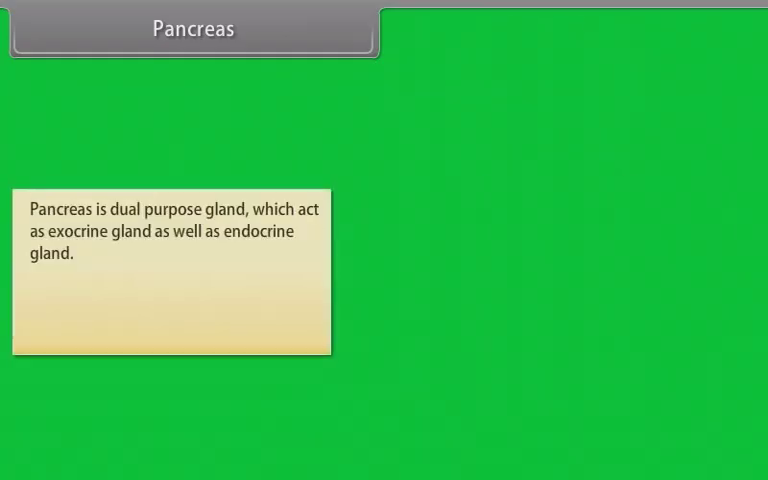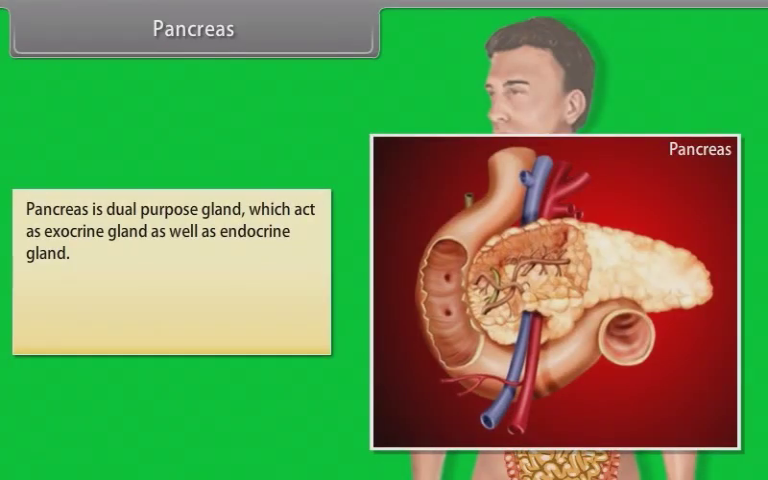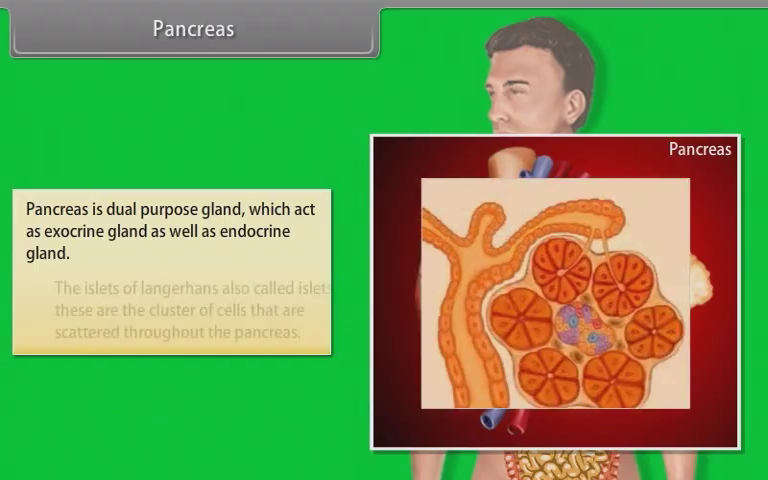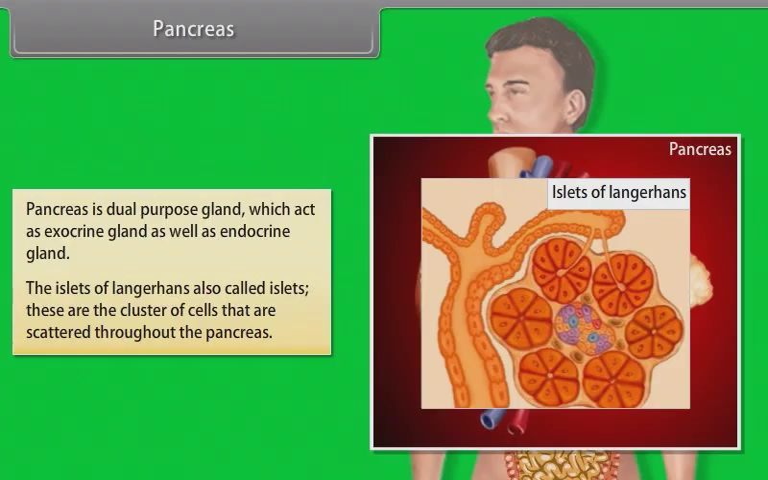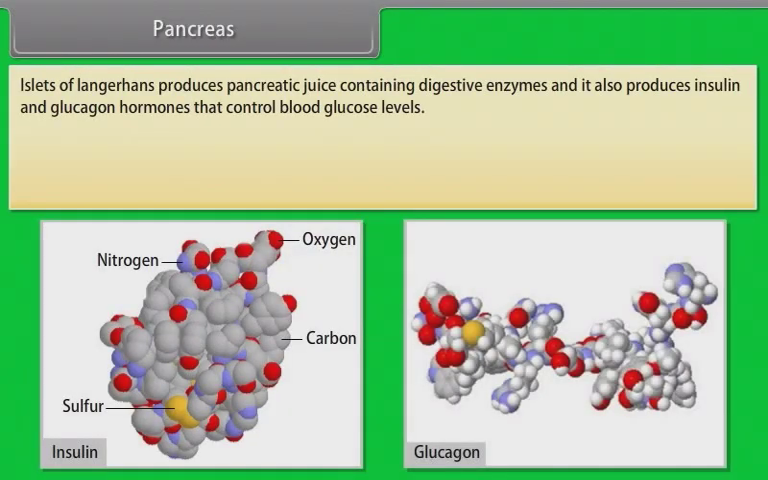Pancreas. The pancreas is a dual-purpose gland which acts as an exocrine gland as well as an endocrine gland. The islets of Langerhans, also called islets, are clusters of cells that are scattered throughout the pancreas. The pancreas produces pancreatic juice containing digestive enzymes, and it also produces insulin and glucagon hormones that control blood glucose level.